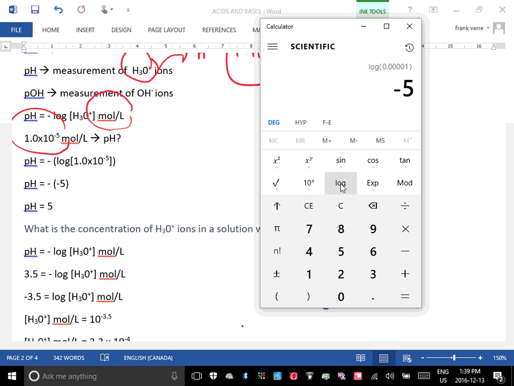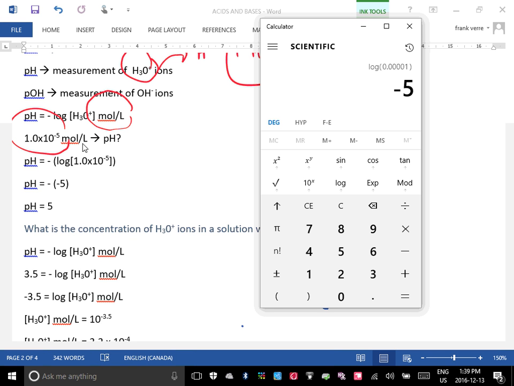But the formula is, the pH is the negative log of a concentration. So in other words, you can see that you got negative 5. So here's your negative 5, but it's negative of that negative. So what's negative of a negative? Positive. So the pH is 5. Alright? pH is 5.